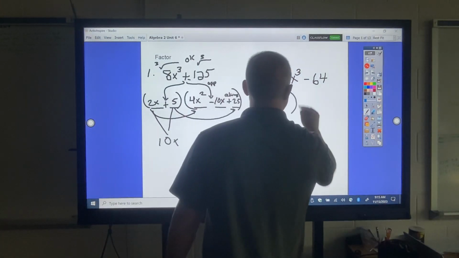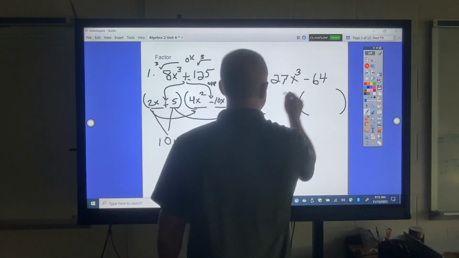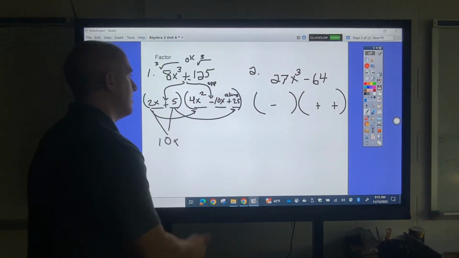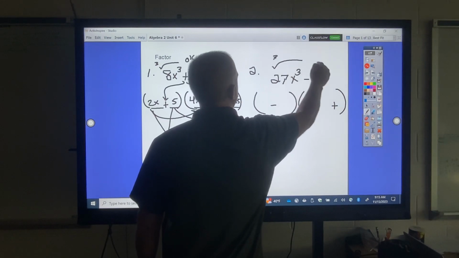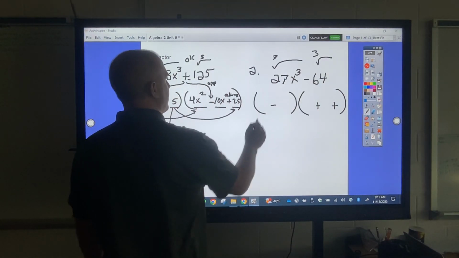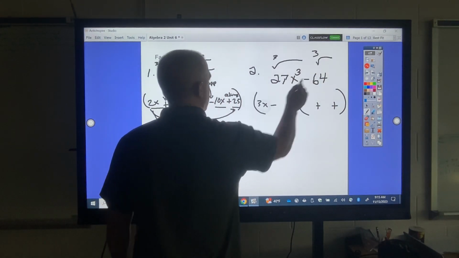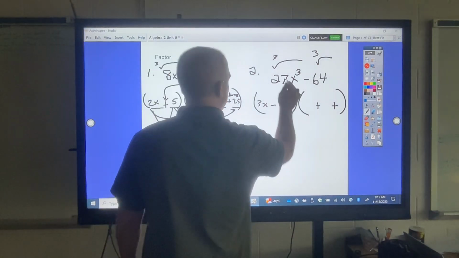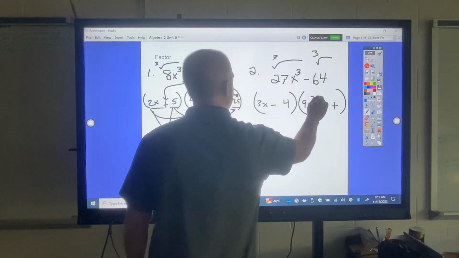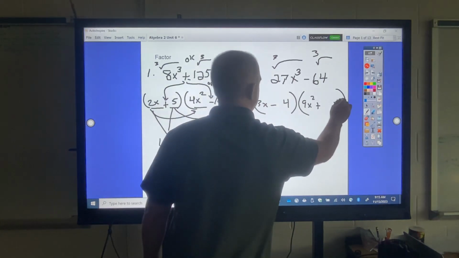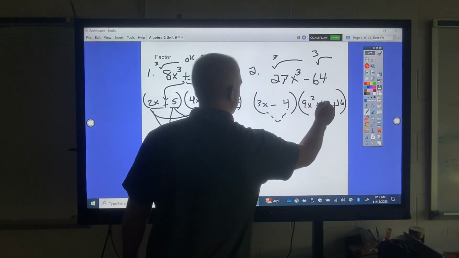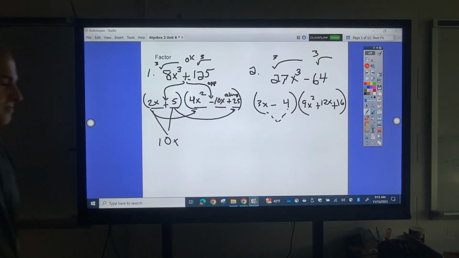Okay? So here, since that's a minus, opposite, always positive. Take the cube root of this. Cube root of this. Cube root of 27x cubed is 3x. Cube root of negative 64 is negative 4. 3x times what would give me that? It would have to be 9x squared. 4 times what would give me 16? It would be 16. To get that middle term, multiply those, 4 times 3x, which is 12x. And that is the factoring of that.